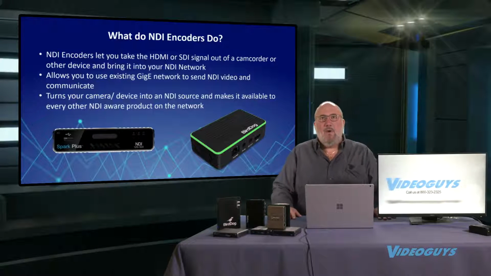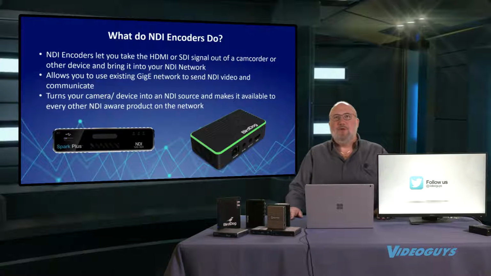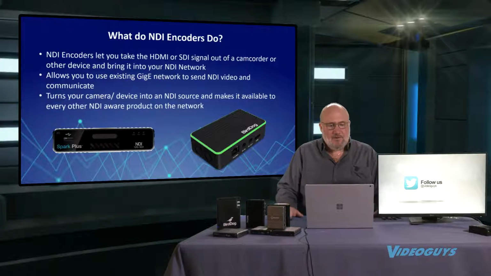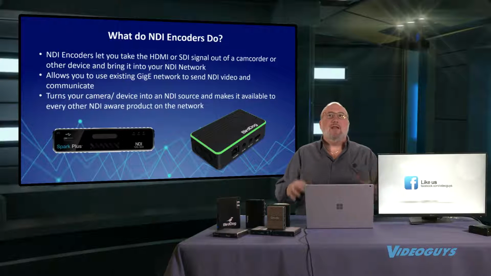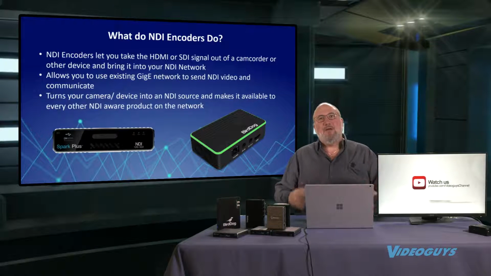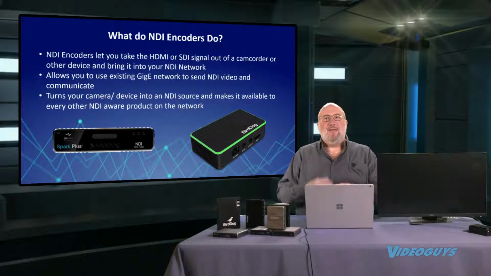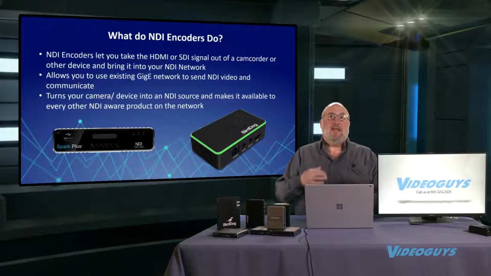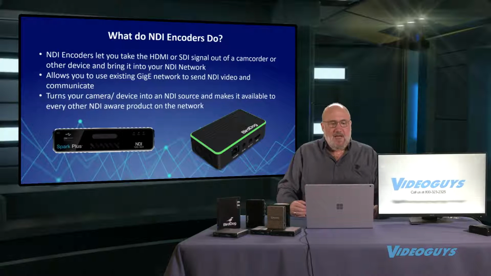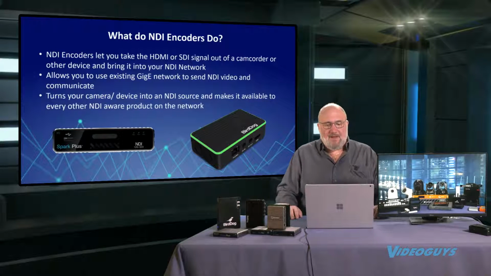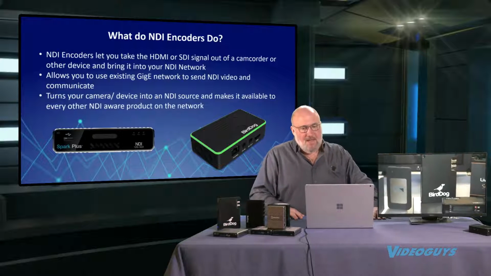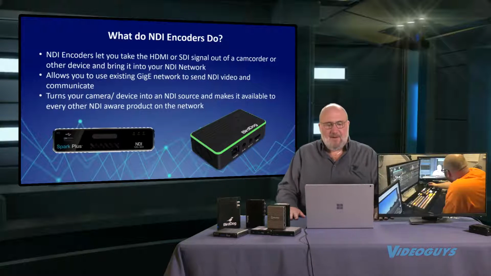Okay. What do NDI encoders do? Well, NDI encoders let you take the HDMI or SDI signal out of a camcorder or any other device and bring it into your NDI network. It allows you to use Gig-E networking to send the NDI video all over the place as opposed to SDI or HDMI cables. And more than that, it lets you turn your camera and device into an NDI source and makes it available to every other NDI aware product on your network.